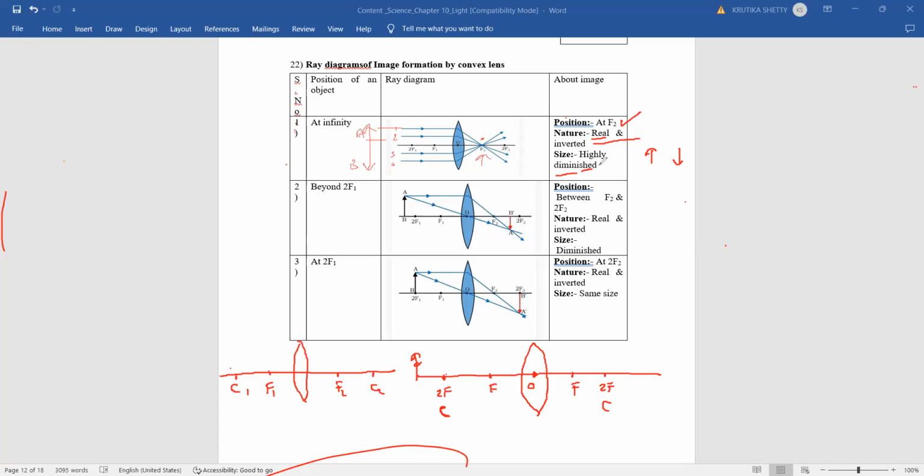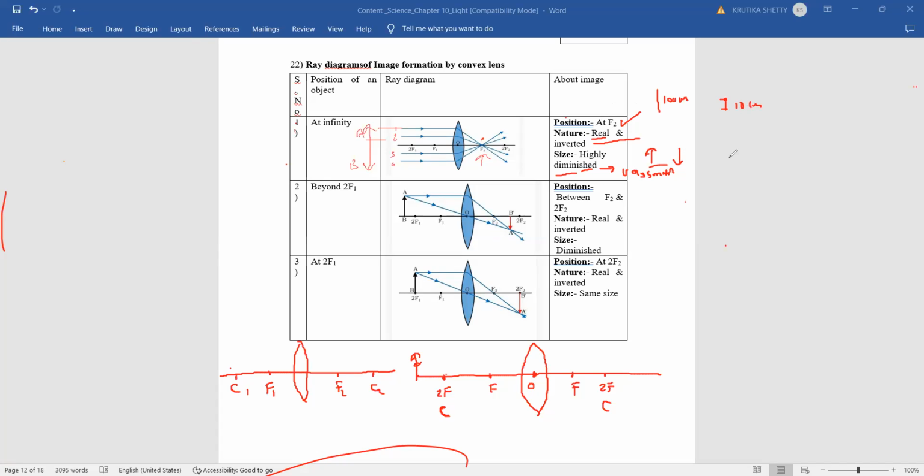What do we mean by diminished, Sahanya? Highly diminished means very small. Suppose the object is 100 centimeter in length, then its diminished image will be just 10 centimeter. What is your height? 150 centimeter. So if your diminished image is formed, it will be just 15 centimeter. Highly diminished means very small.